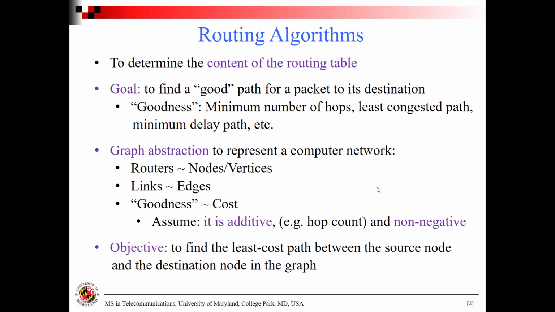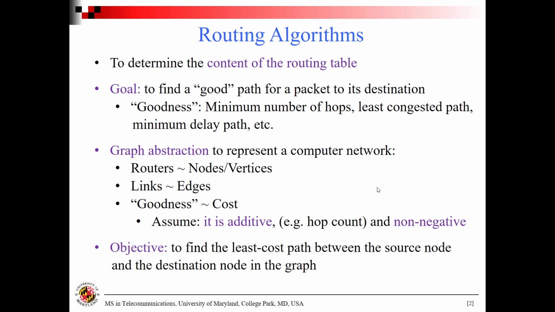And the other assumption we have to make is that this cost is non-negative. That's particularly true for Dijkstra's shortest path algorithm. So we will assume that this cost is either zero or larger than zero, but it's never negative. And given this abstraction, we can reformulate the problem: we would like to find the least cost path between a given source node and some other destination node in the graph.